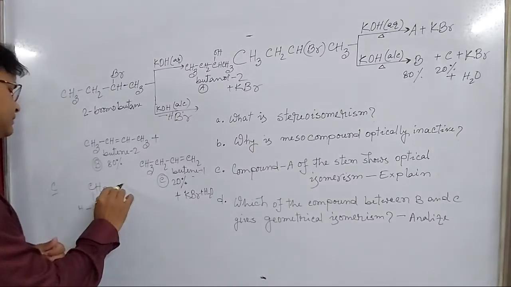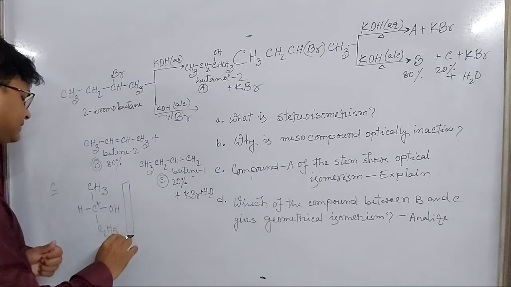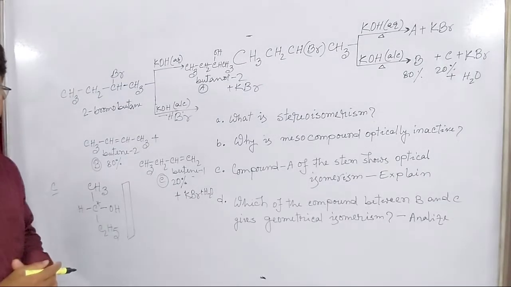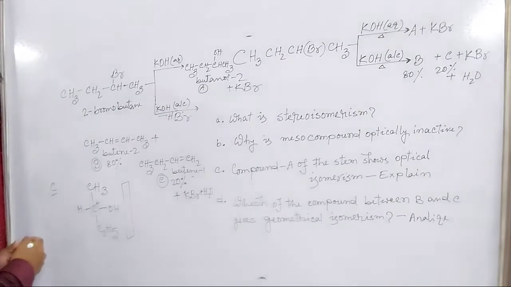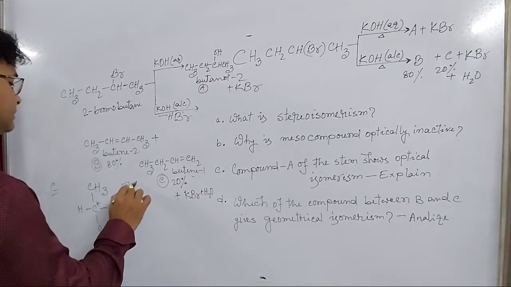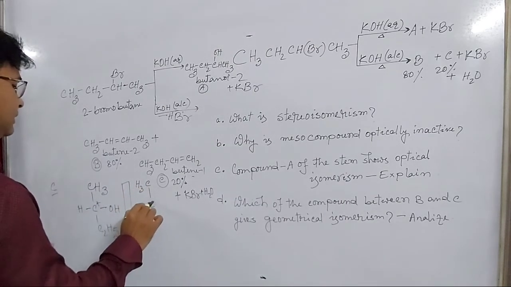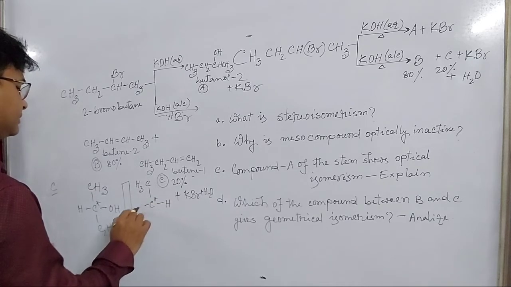And dear students, you know that compounds which contain an asymmetric carbon are optically active and show optical isomerism. And this type of compound forms a non-superimposable mirror image. I mean, its mirror images are non-superimposable to each other.